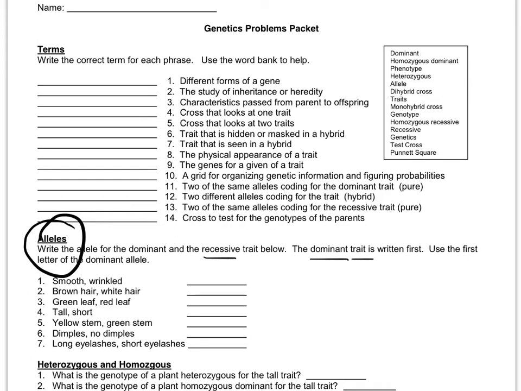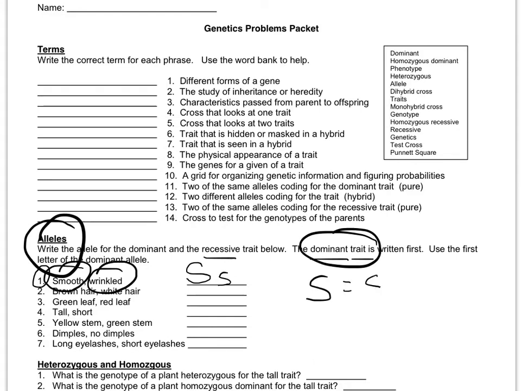So for this, you're going to look at the characteristics. For number one, we're going to look at smooth and wrinkled. The instructions say you're to use the first letter of the dominant allele, and the dominant trait is written first. So smooth is our dominant trait. We would use a capital S to refer to the smooth characteristic, or the allele that codes for smoothness, and a lowercase s to indicate wrinkled. So our key would look like this: a capital S would be smooth, and a lowercase s would be wrinkled.